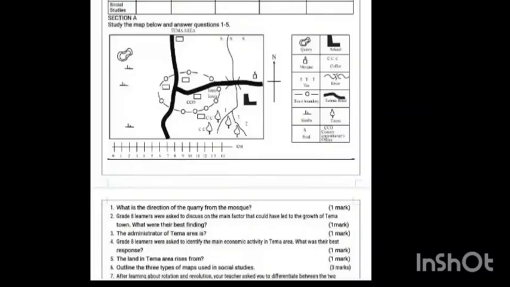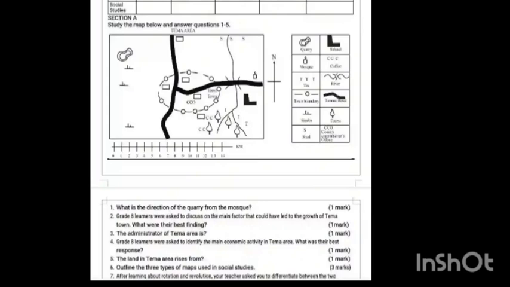Map work, social studies for grade 9 in the competence-based curriculum. So, as we all know, a map is a representation of the earth or a part of the earth's surface on a piece of paper drawn to scale.